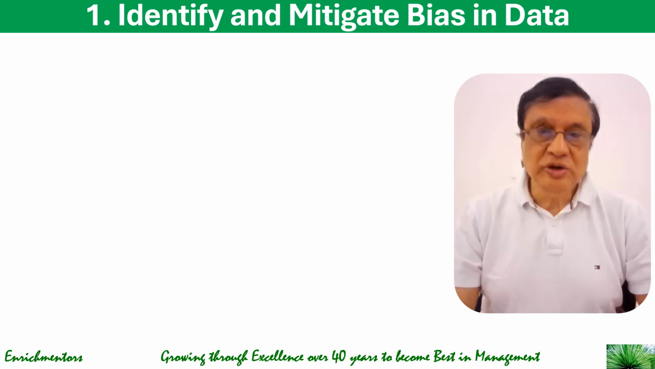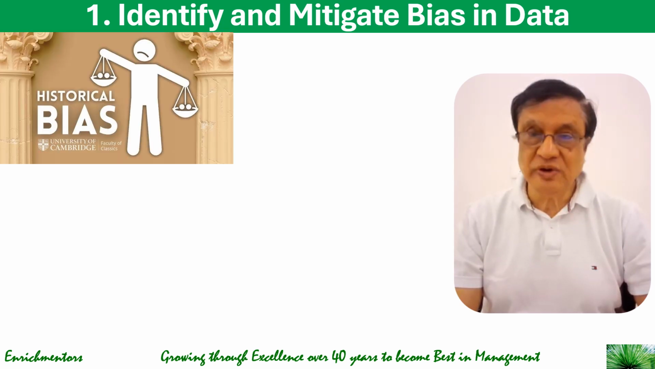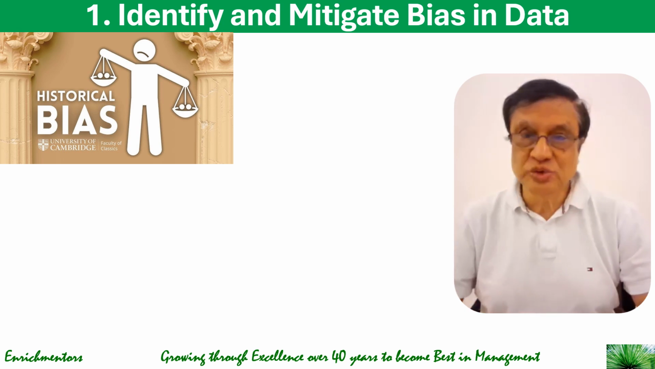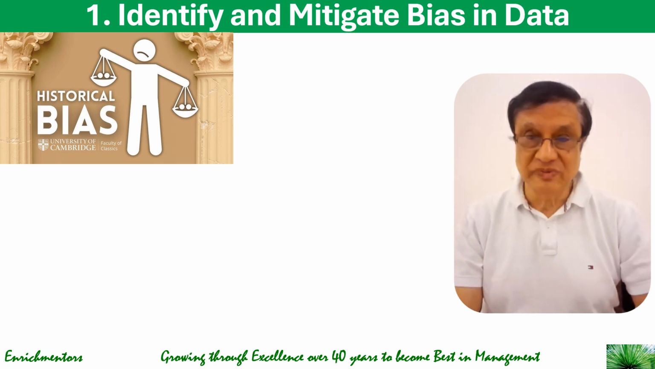So, first thing would be to identify and mitigate the bias in the data itself, because the data can be a great source of biases. And to do that, you need to check for historical bias, where you need to ensure that the data sets that you're using for training algorithms do not reflect past discrimination or unfair patterns. So it's very critical to use the right data set for the training algorithm.